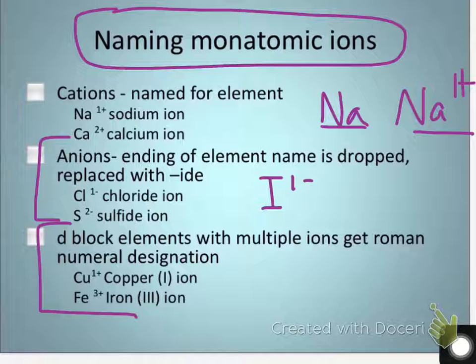D block, these are our metals. They are positive ions. So we get the element name plus the word ion. So we have copper ions, iron ions, silver ions. But because they have different charges, we have to specify which one we're talking about. So we always have to designate it with a Roman numeral in the middle. So copper with a 1+ is copper 1 ion. Cu2+ is what?